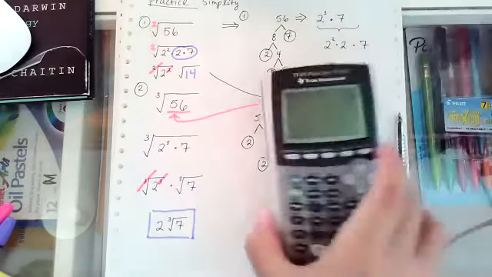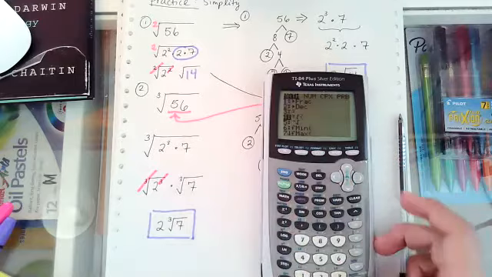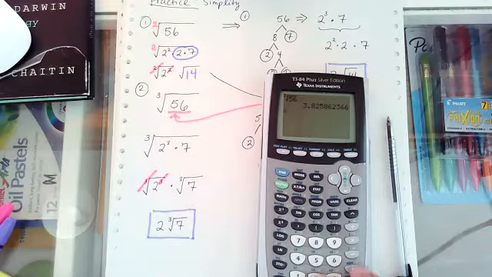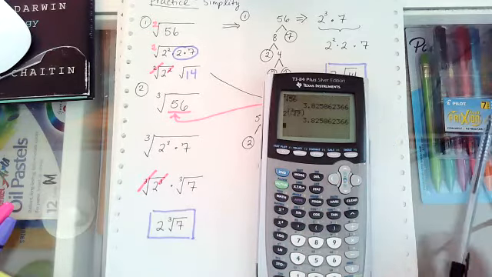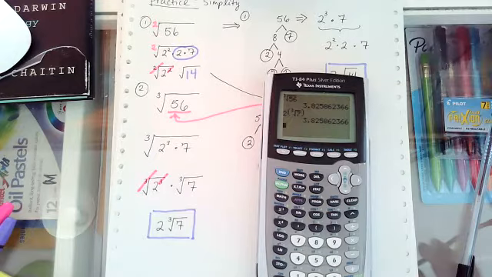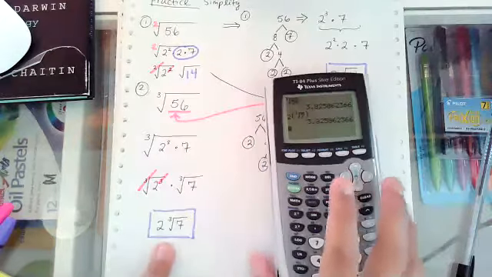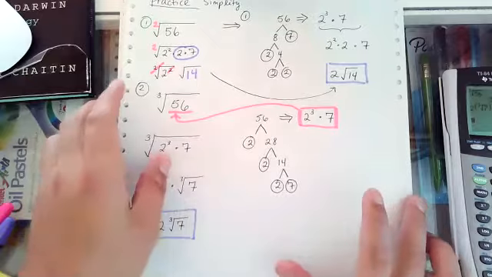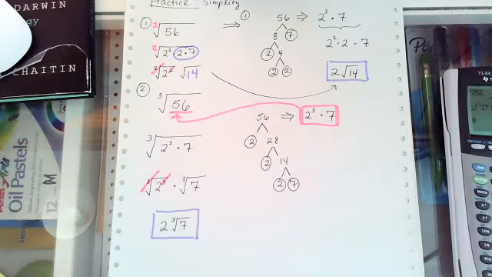And again, we can check ourselves in the calculator by taking the cube root of 56, and we get about 3.82 and so on. And then 2 times the cube root of 7, and we get about the same value. So these are the same value, which means that we have correctly simplified this expression. Any questions there? Are we starting to get a handle on those? Okay.